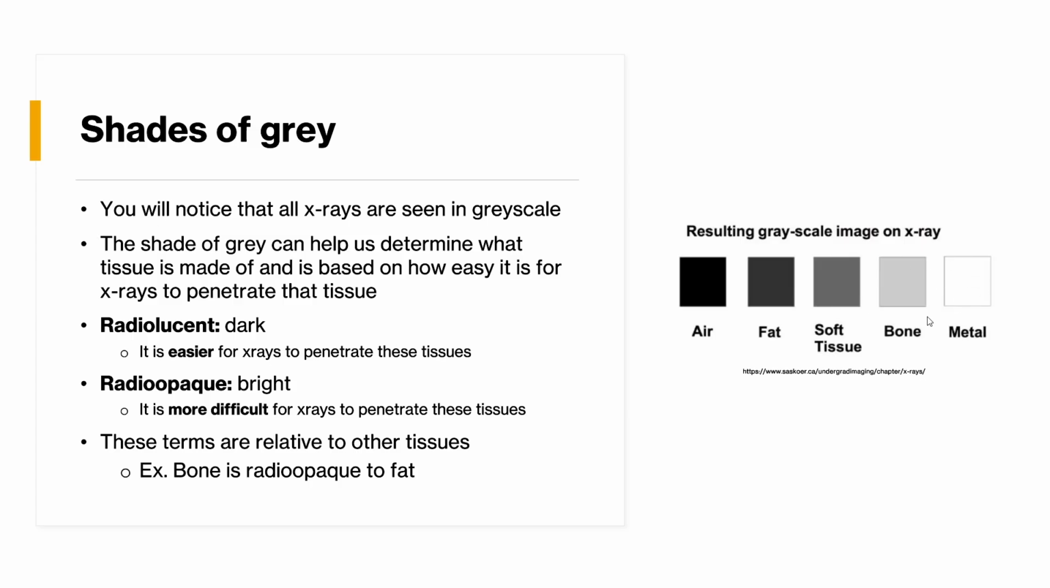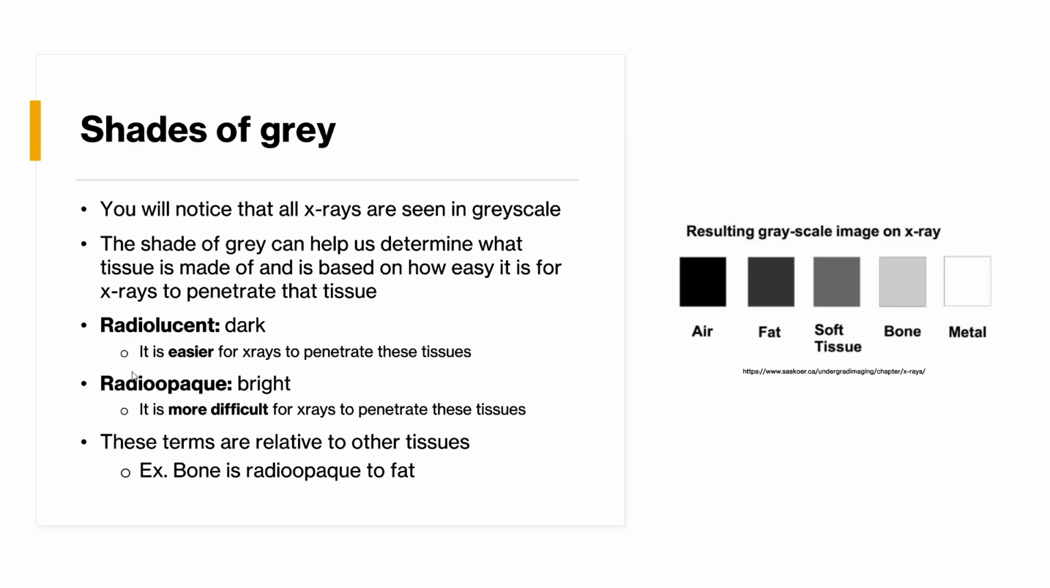Things like metal and bone are more radiopaque than things like air and fat. Something that's more radiolucent is more dark, so it's more on that darker side of the grayscale. Air and fat are more radiolucent than bone and metal. Again, these are relative terms.